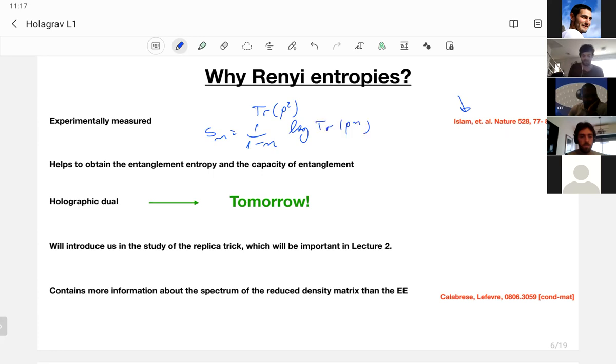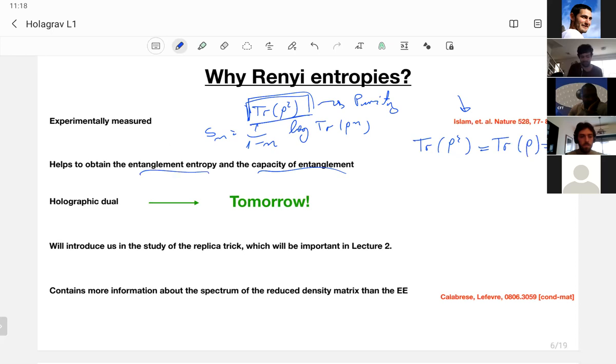Trace of rho to the n, and these people measure trace of rho squared, which is called purity. It's called purity because if you have a normalized density matrix and the state is pure, you obtain trace of rho squared equal to one. These people, as far as I understand, measure this trace of rho squared. I don't know if they are able to measure other n's. It's a quantity from which you can obtain other quantities, like the capacity of entanglement and entanglement entropy.